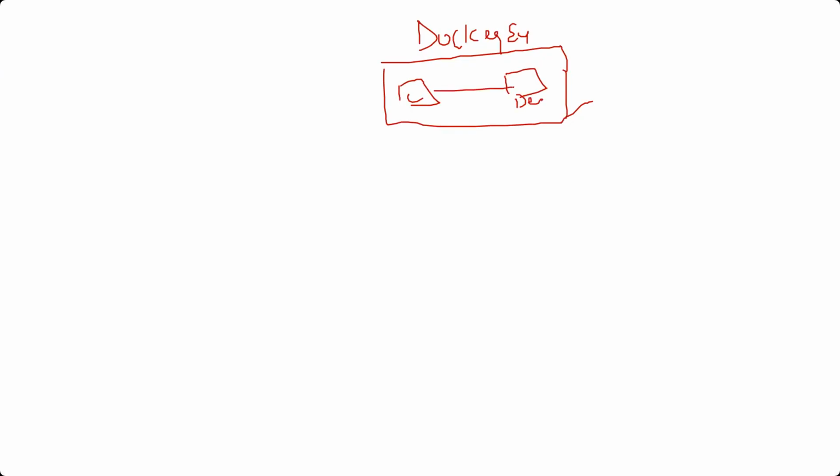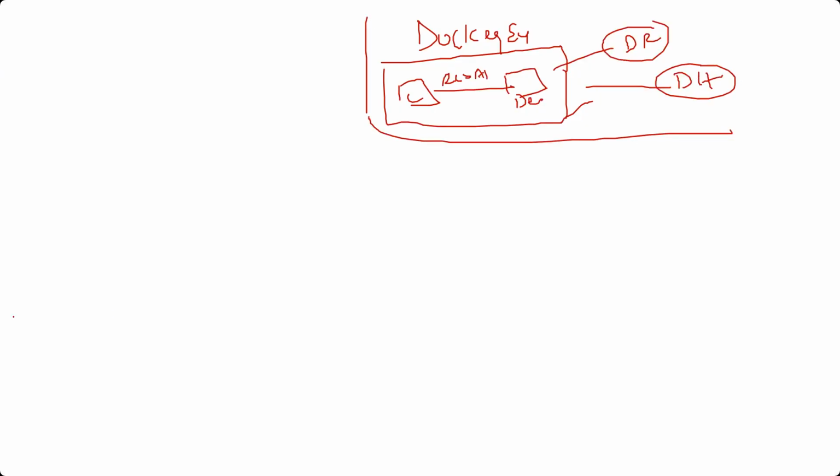Like you remember, you have the Docker engine. In the Docker engine you have the Docker client and the Docker daemon, both of which interact with the REST API, and then you have the Docker registry, and you have a link to Docker Hub. This was your Docker architecture.